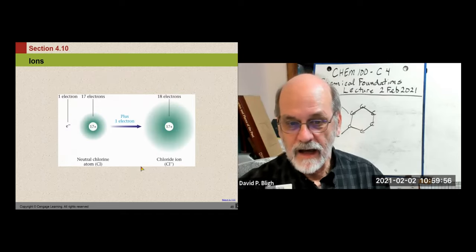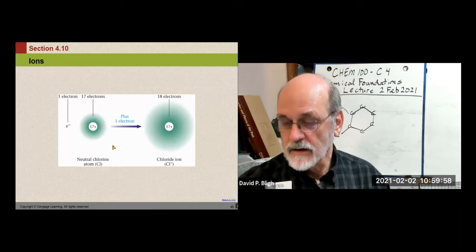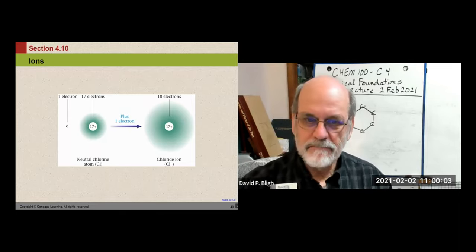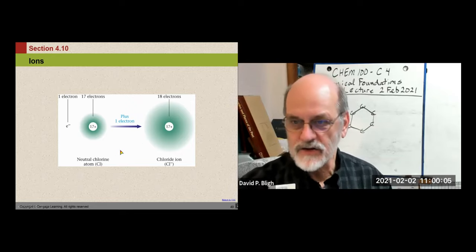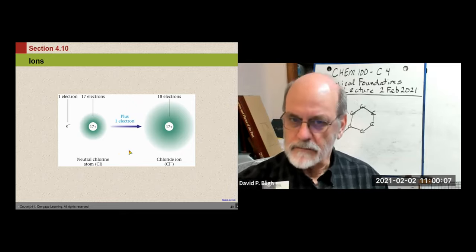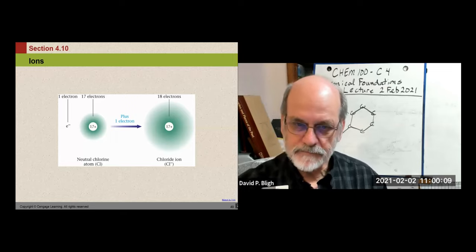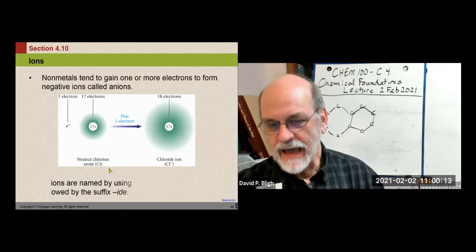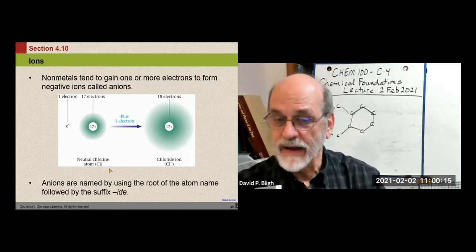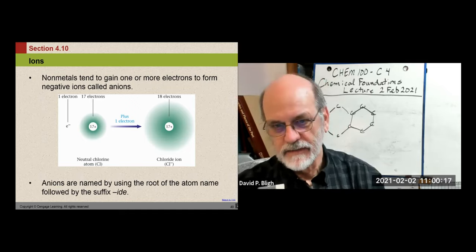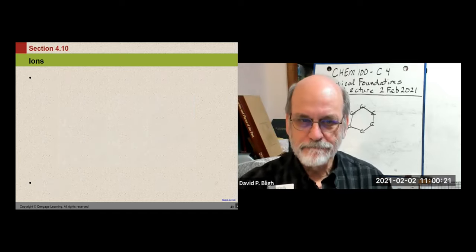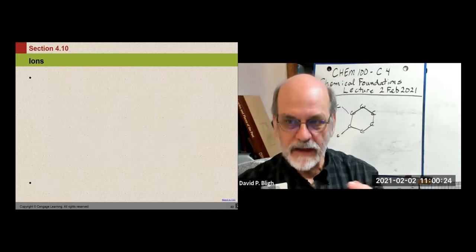Okay. Chlorine. Chlorine prefers a negative charge. And that's characteristic of the halogens. It will gain an electron. And when you put it in the name of a compound, you change the ending. But we'll talk about that in chapter 5, when we talk about nomenclature, naming compounds.